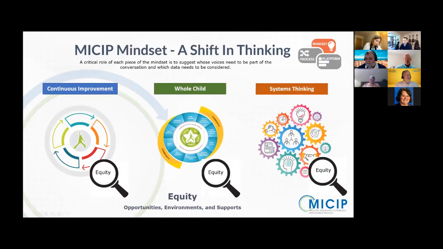So then we have the MICIP Mindset, and if you've been engaged with MICIP for a while, you probably recognize these. Actually, 4 parts, 4 components to the mindset. And again, you see equity as a separate component, but in many ways, equity is the lens through which we look at the other 3 components as well. So what I'd like to do is take just a few minutes and say, as we're considering the components of the MICIP Mindset, what are some of those equity considerations that we might want to make?